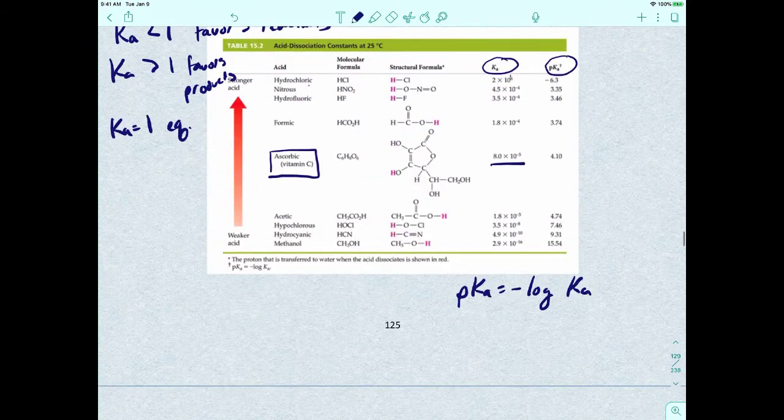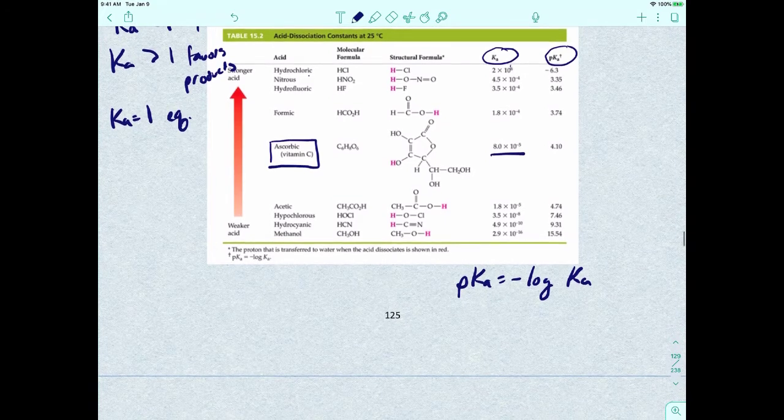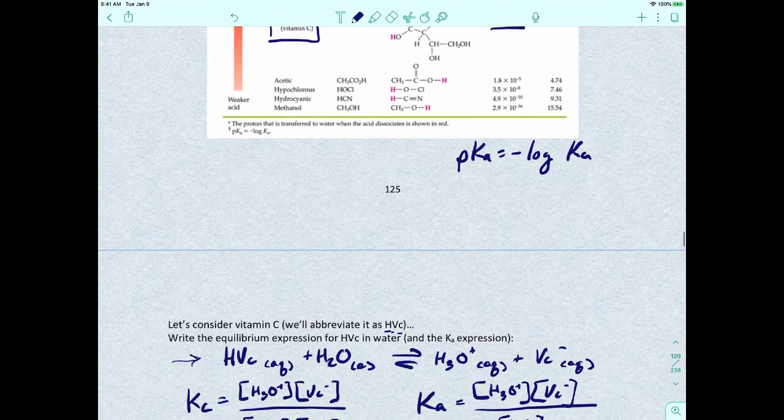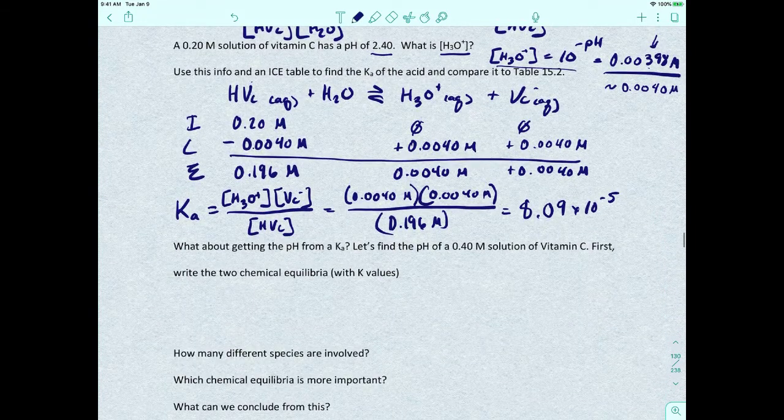Comparing that to the table value, we're pretty close. We're getting pretty much 8.1 times 10 to the minus fifth, and the table has 8.0 times 10 to the minus fifth. So it's a very comparable value.